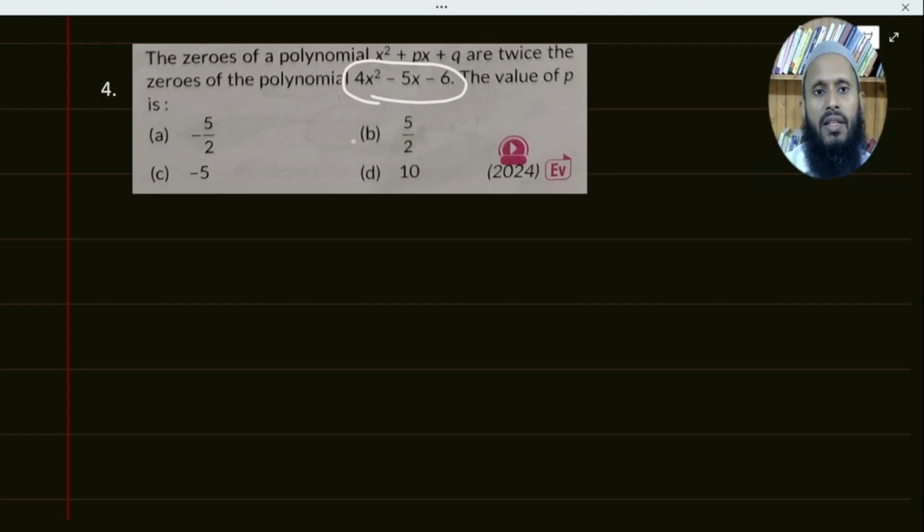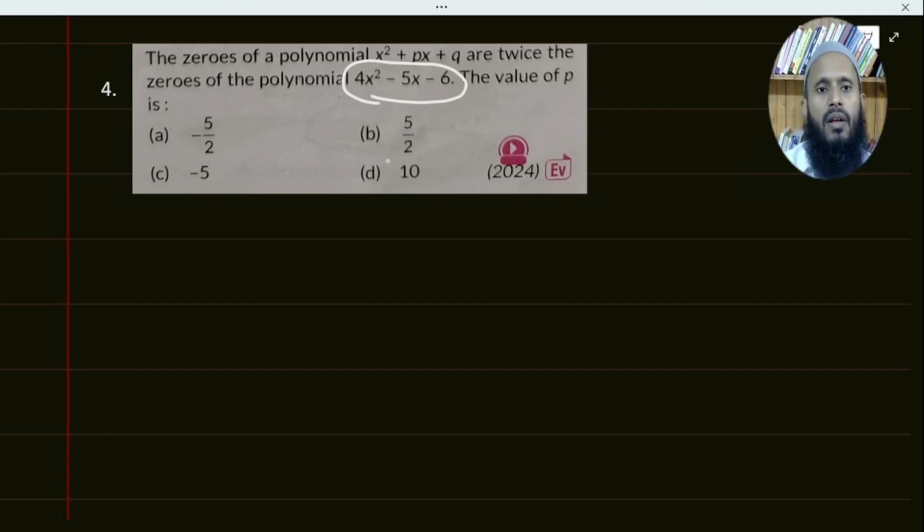They have given that the zeros of the polynomial x square plus px plus q are twice the zeros of the polynomial 4x square minus 5x minus 6. So after finding the real zeros of 4x square minus 5x minus 6, you can just multiply it with 2 to get the zeros of x square plus px plus q. And after that, you can use the sum of zeros and product of zeros relations to find out p. But this is a lengthy method.